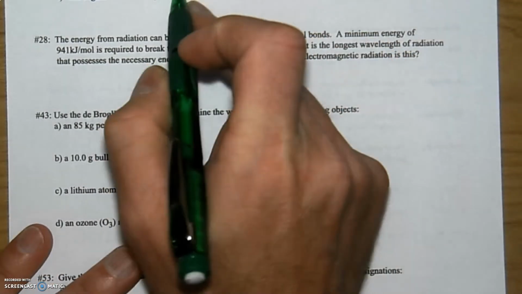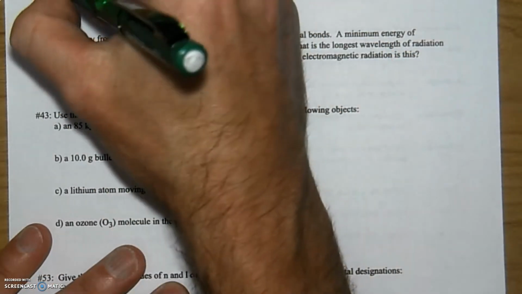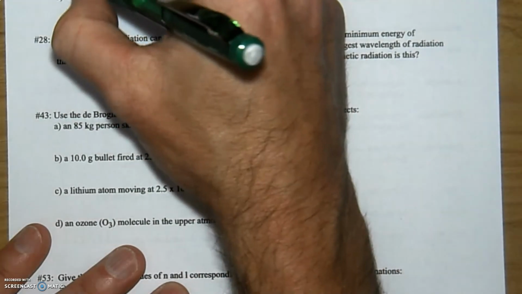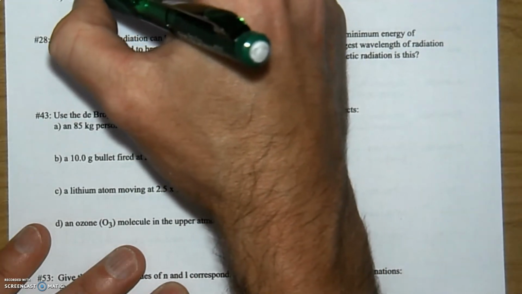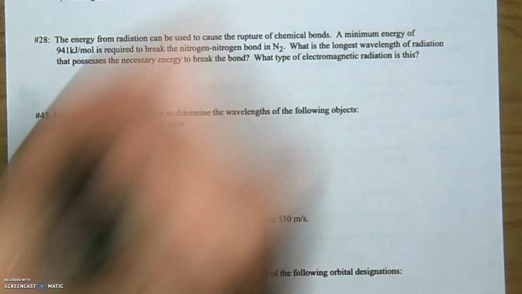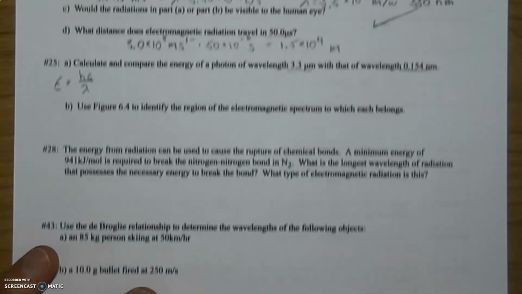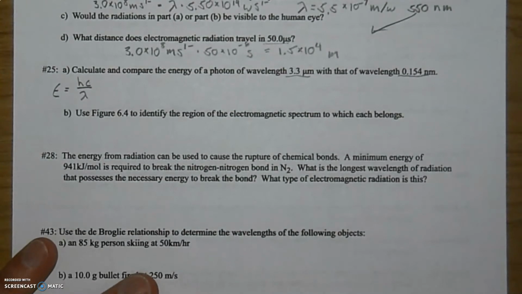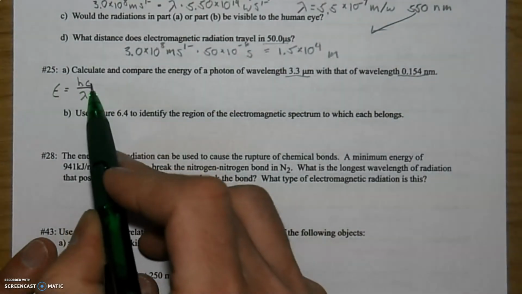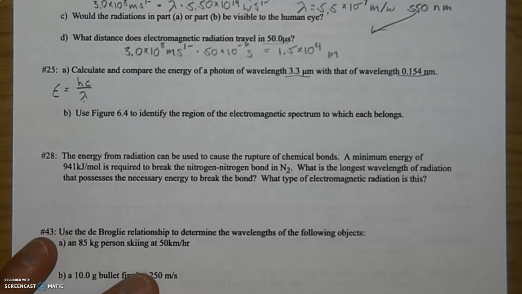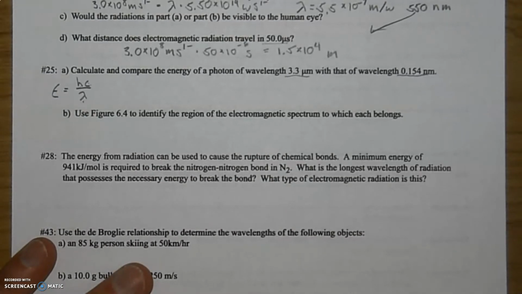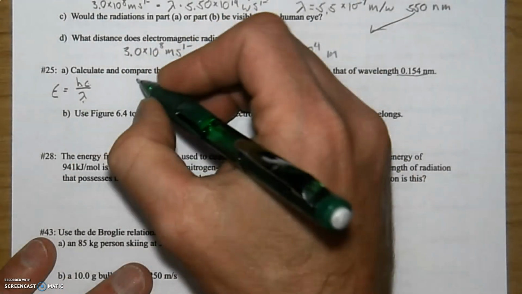So I'm going to use the equation that we developed in the previous lecture, which is E equals hc over lambda. These two on top are both constants, and the bottom one is the one we're referring to, the wavelength. That's our variable that we're going to deal with. So let's do these separately.